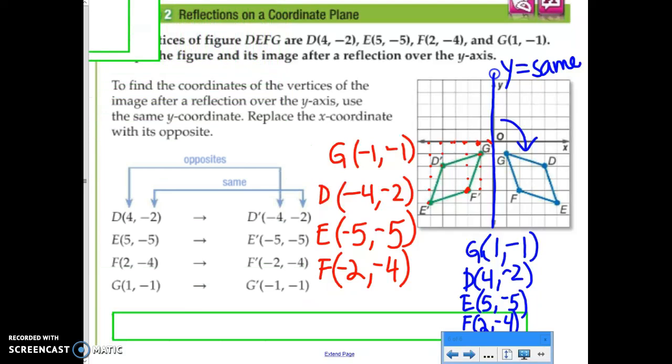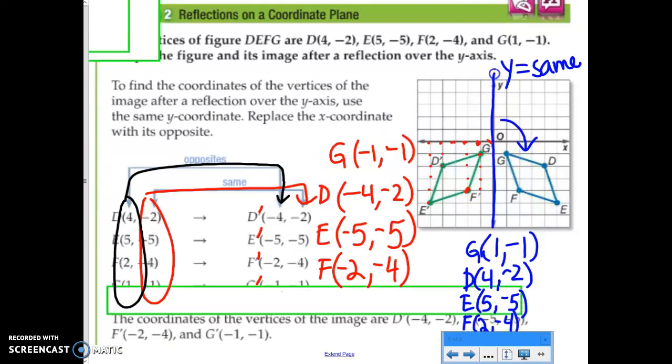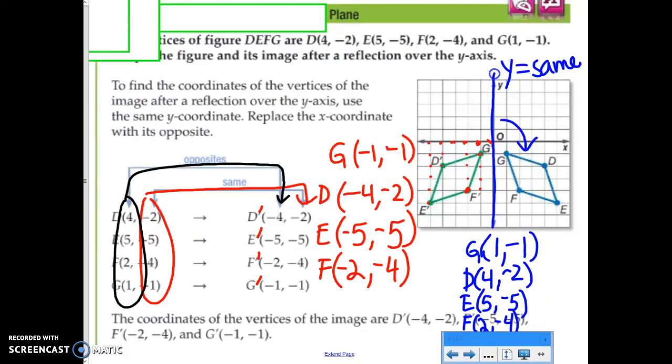This kind of just explains it to you, exactly what I just did. So understand that because we flipped over the y-axis, all of these numbers stayed the same right here. And then you just took the inverse of all of your x values and you wrote them on your new image. Again, I want you to notice the prime symbol. When you are creating that new image from the original image, you label that D prime, E prime, F prime, and G prime. And then lastly here, they just list the ordered pairs like I have for you.